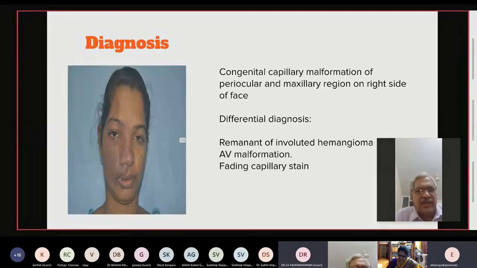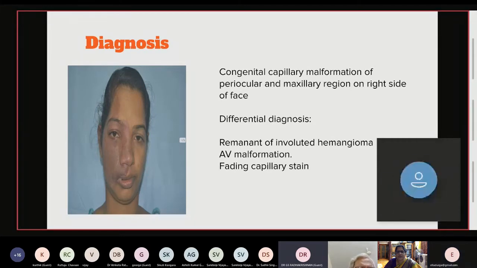I would not consider a remnant of involuted hemangioma in this particular situation. I wouldn't put it in a differential diagnosis because of so many factors which are against it. Okay. Second differential diagnosis, AV malformation. How will you differentiate capillary malformations? In some syndromes, capillary malformation is associated with AV malformations, so an underlying AV malformation may be present. And the third is fading capillary stain. What is that?